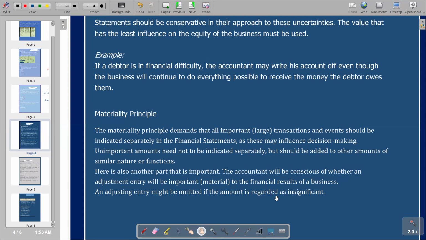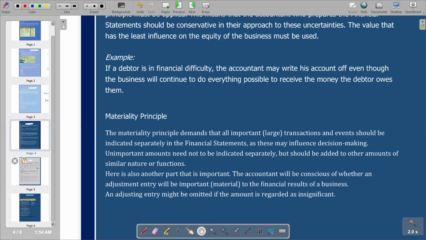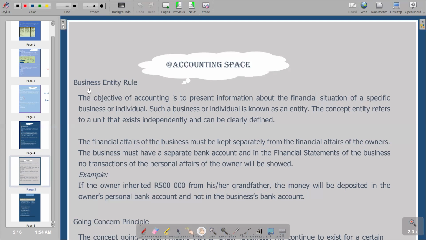So the materiality principle is based on the significance of the transactions that we record in the financial statements, and the classification that we should do in terms of the transactions that we engage in. So this is what we have in terms of the materiality principle. So moving on, you would see that we now have what we call the business entity rule.